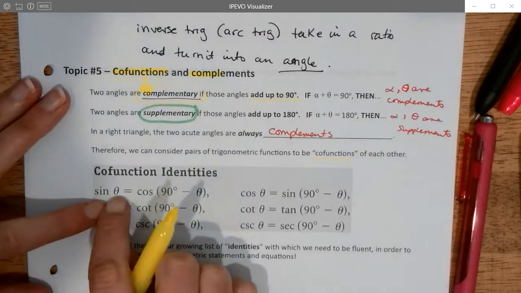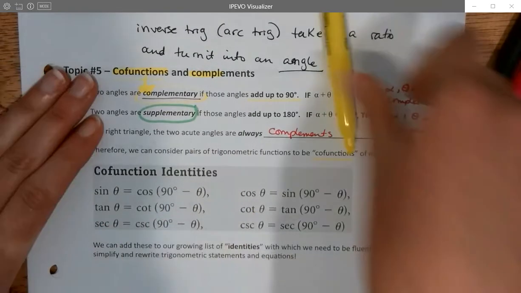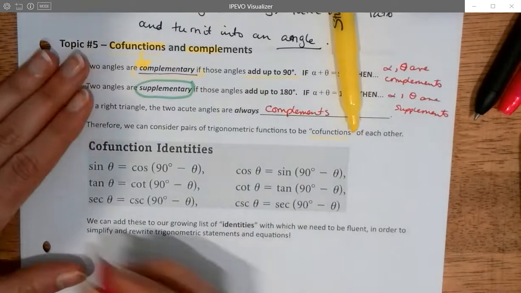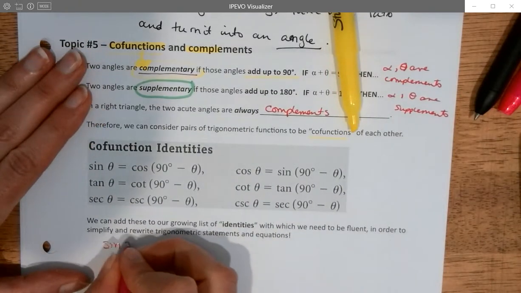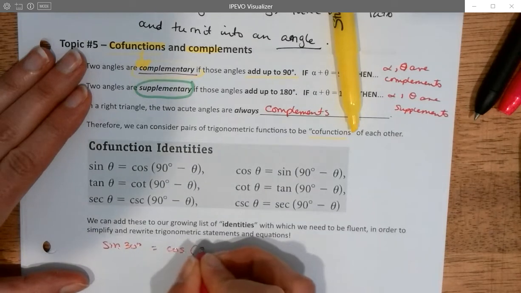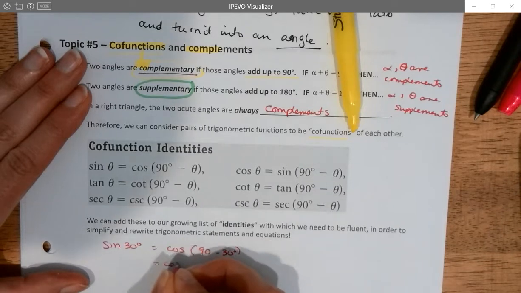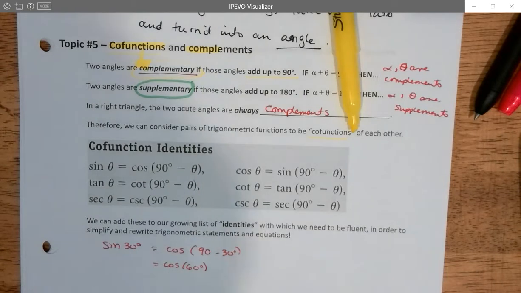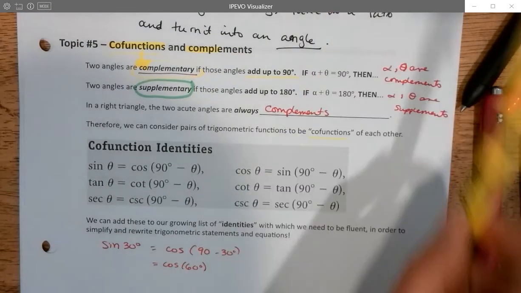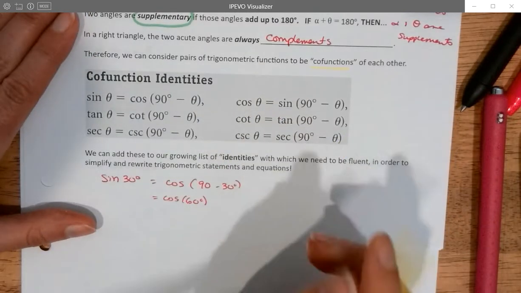The sine of an angle is equal to the cosine of 90 minus the angle. So if we look at that for the 30 degrees, the sine of 30 degrees is equal to the cosine of 90 minus 30 degrees, which is the cosine of 60 degrees. And that's exactly what we noticed before. Now, we're expanding that to say that that's true for any angles, not just the 30 and the 60.